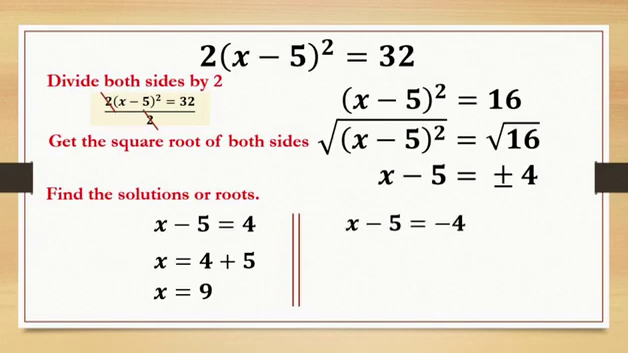And then the second equation is x minus 5 is equal to negative 4. So, x is equal to negative 4 plus 5. We will have x is equal to 1. So, the roots or solutions of the given quadratic equation are 9 and 1.